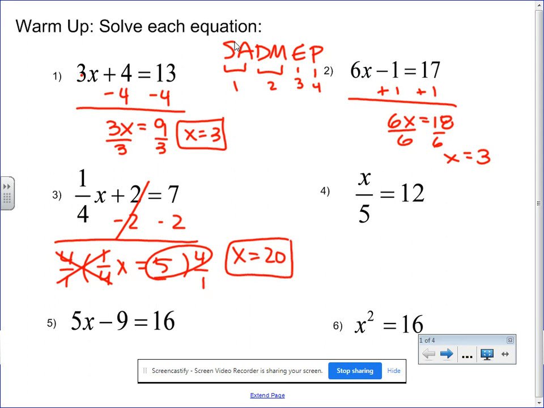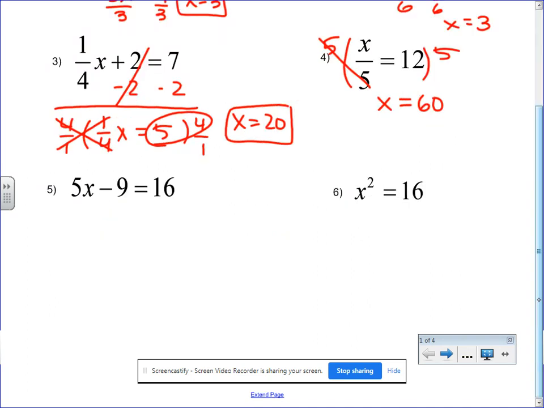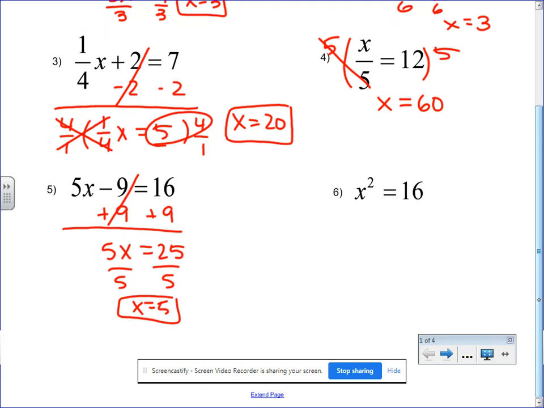Here we have x divided by 5 for number 4. So I multiply both sides by 5, and I get x equals 60. Okay, so then with number 5, I would add 9, and I get 5x equals 25. I would divide by 5, and x equals 5.